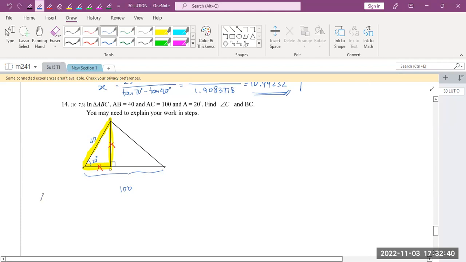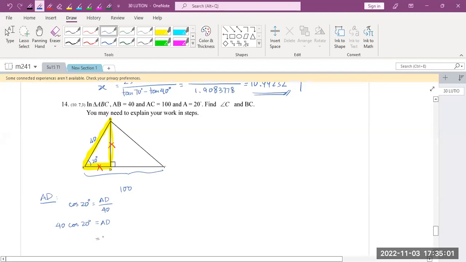To find AD, cosine 20 degrees equals AD over 40. So AD equals 40 times cosine 20 degrees. When I compute this, I get 37.58770. That's my AD.